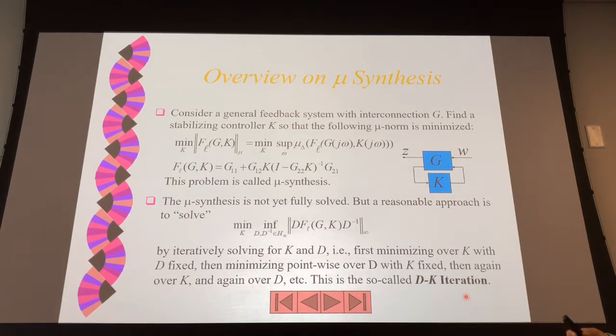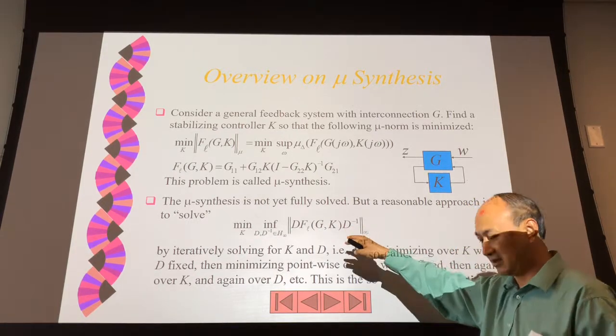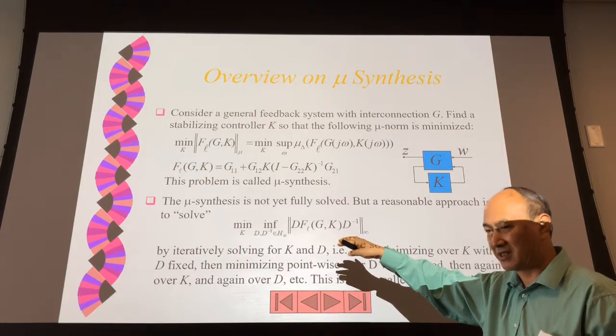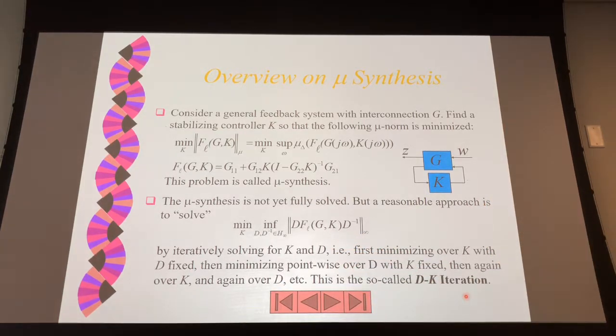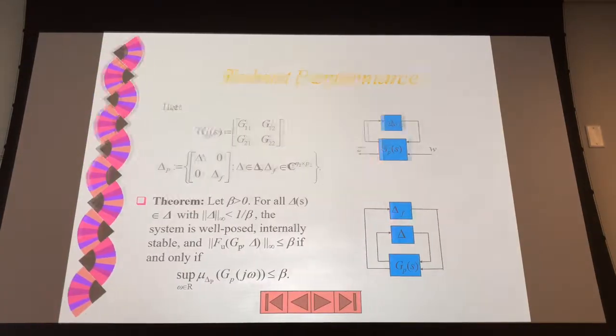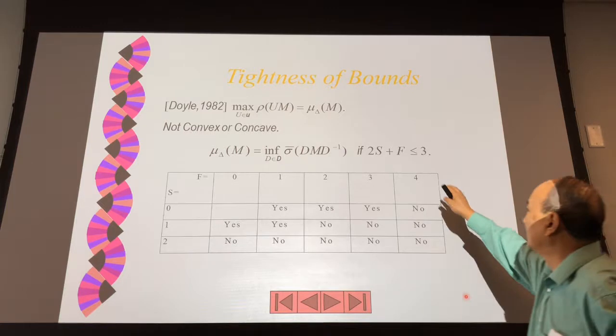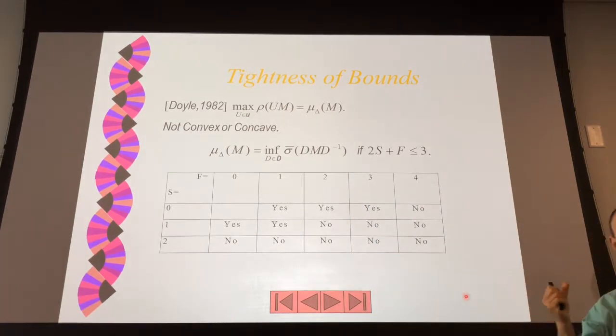As we previously discussed, we can choose a structured scaling matrix D from that structured scaling matrix family. Doing the scaling will approximate this mu, the SSV. But when we say this is a good approximation to the SSV, we already say that 2S plus F is less than or equal to 3. I remind you of this table. When it is not the case, we cannot do that.